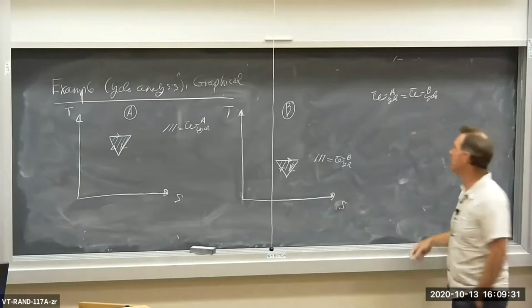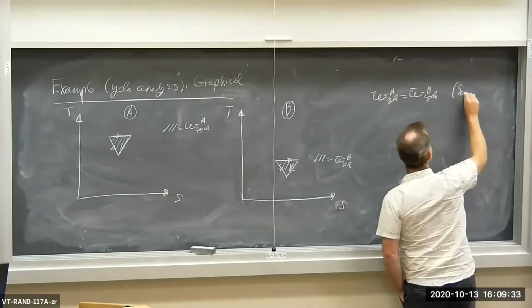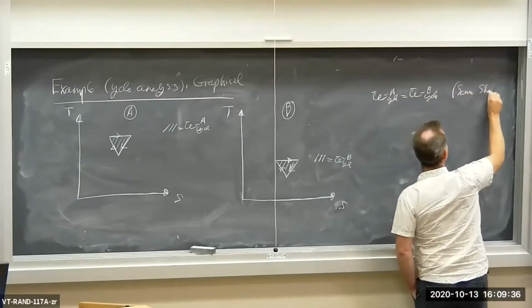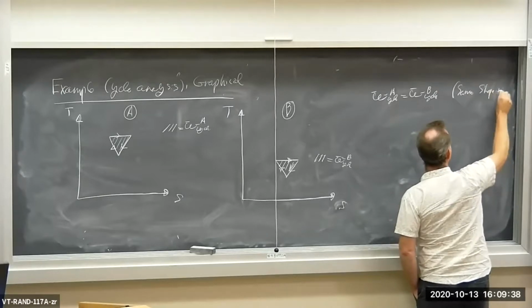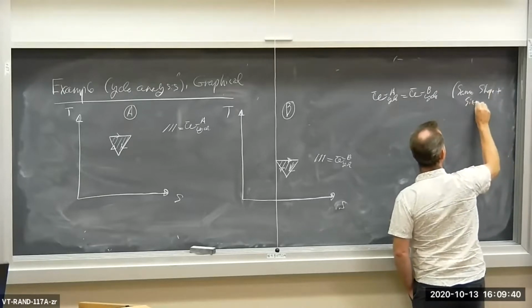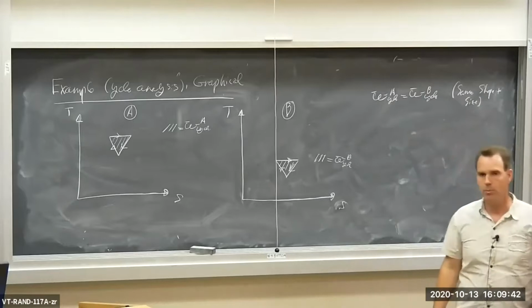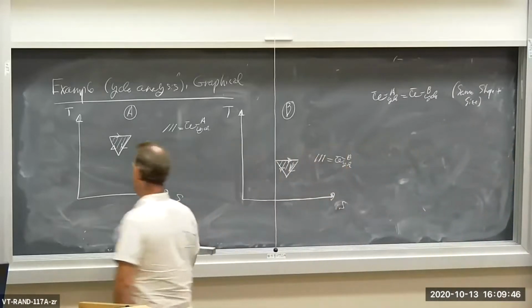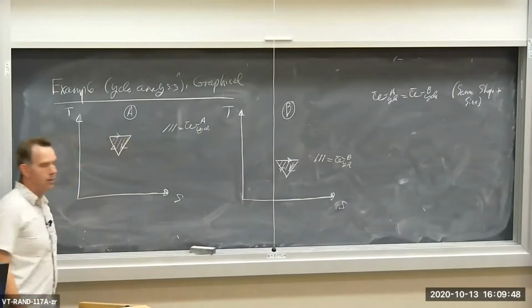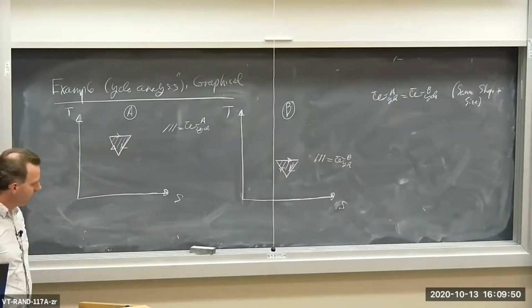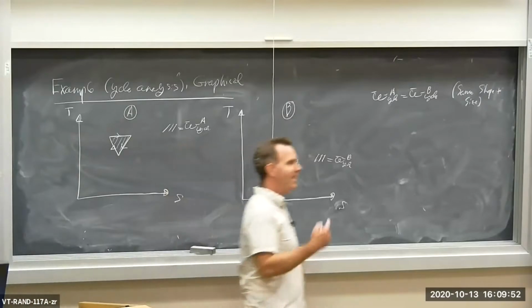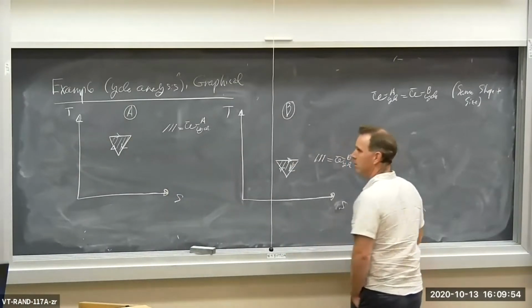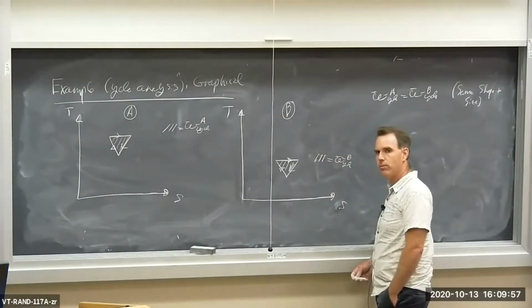Okay? Same shape and size. Okay? Same area bound by the TS curve over the cycle. Same works. Let's compare the heat transfer into the system over the cycle.